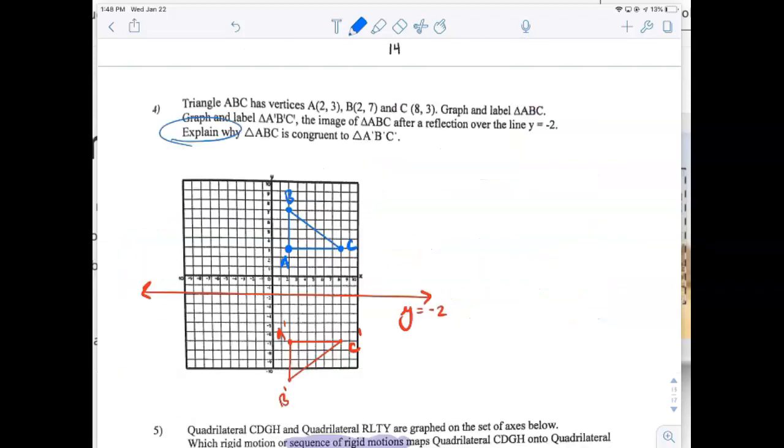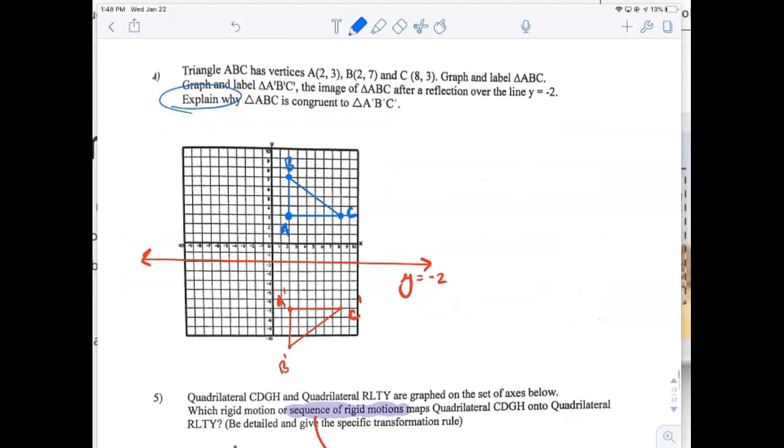Okay, we're back on page 15, number 4, and we're looking at reflecting over the line y equals -2. Just a reminder that y equals -2 is going to cut through the y-axis at -2. We can count the boxes from A and then count down to A prime, and we'll flip over. Now the key part here is explain why.